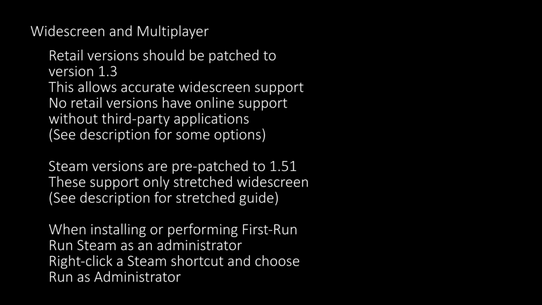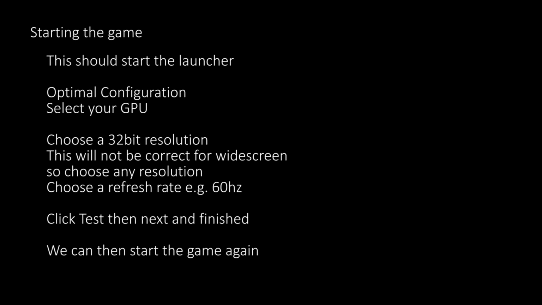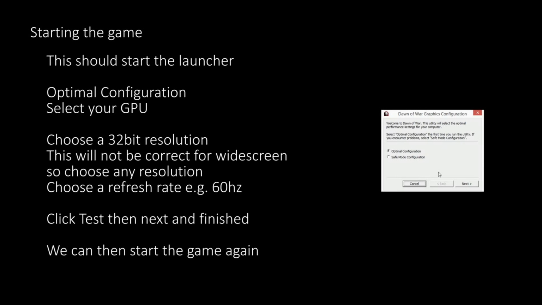When doing your first run of the Steam version, ensure you start Steam in administrator mode. You can do this by right-clicking a Steam shortcut and choosing Run as Administrator. At this point we can start the game. Upon starting the game, a launcher window should appear. From here, select Optimal Configuration, then choose your graphics card, followed by choosing any 32-bit resolution.